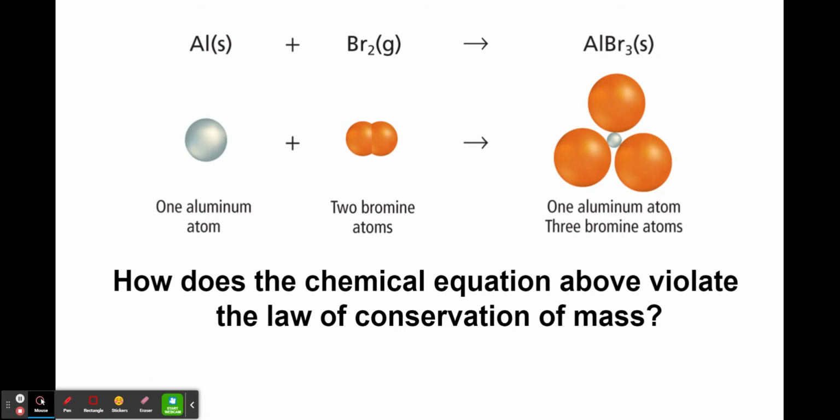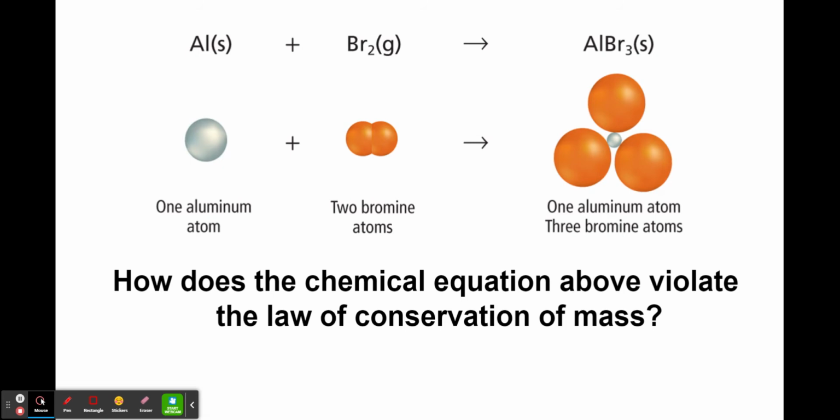What you should notice is that when you think about how many atoms of each thing are there, we have one aluminum atom and two bromine atoms reacting to form a compound made from one aluminum atom and three bromine atoms. So the question is, where did the third bromine atom even come from? And the answer is that this didn't happen. This is not how it would go down.